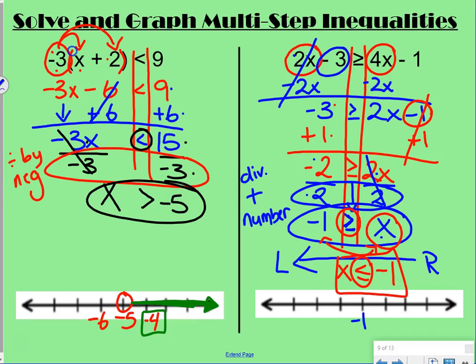Put negative 1 in the middle. 0 on the right, negative 2 on the left. It is less than or equal to, which means we're going to have a closed circle. Pick the number that is less than negative 1, that would be negative 2, and shade in that direction. If you do have trouble setting up your number lines, remember there is a number line in the classroom, or you can use your Chromebook to search what a number line looks like.